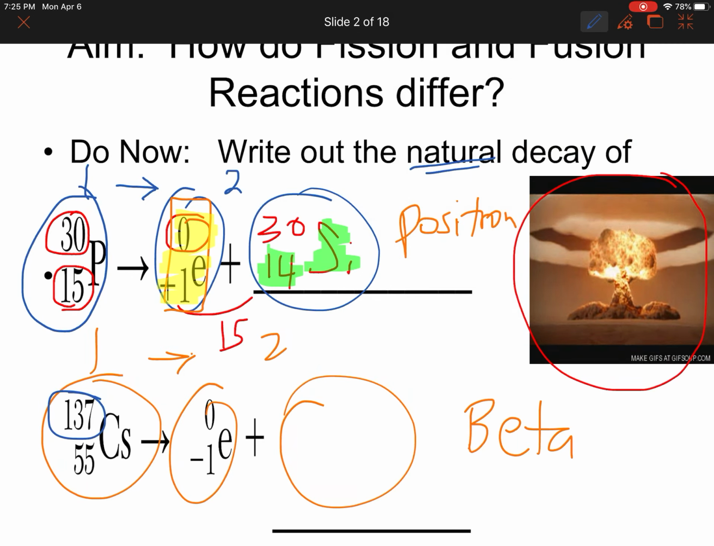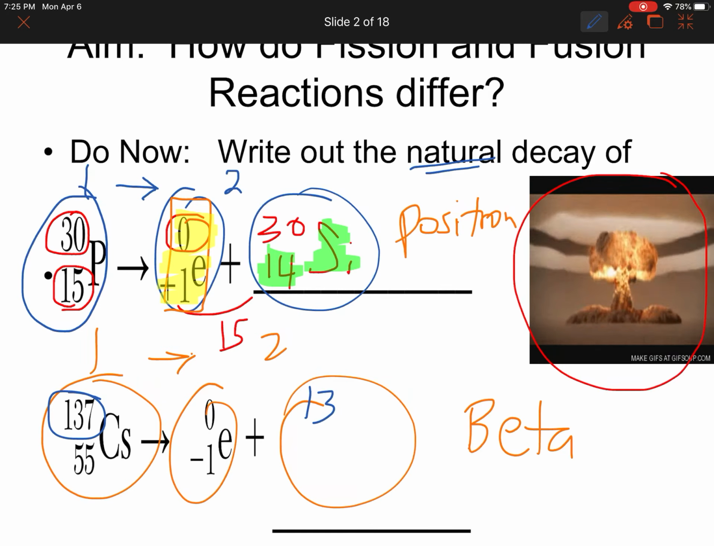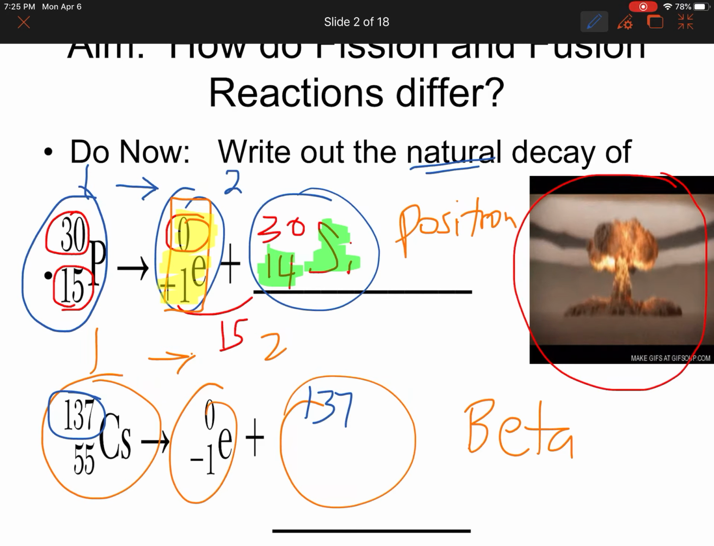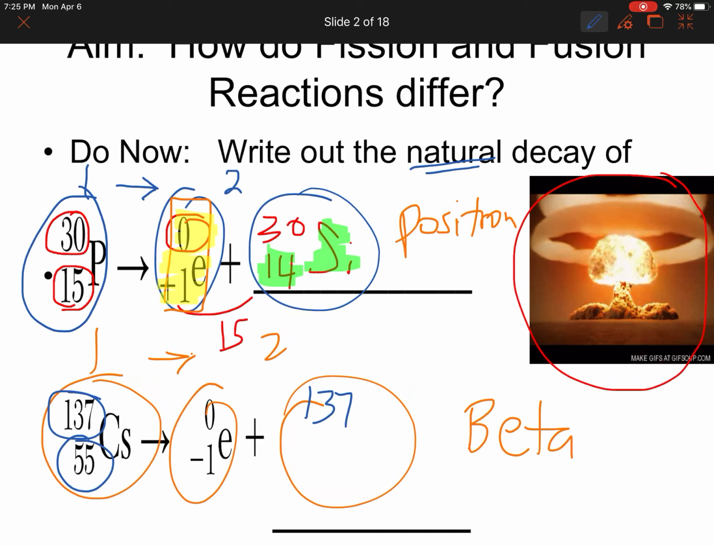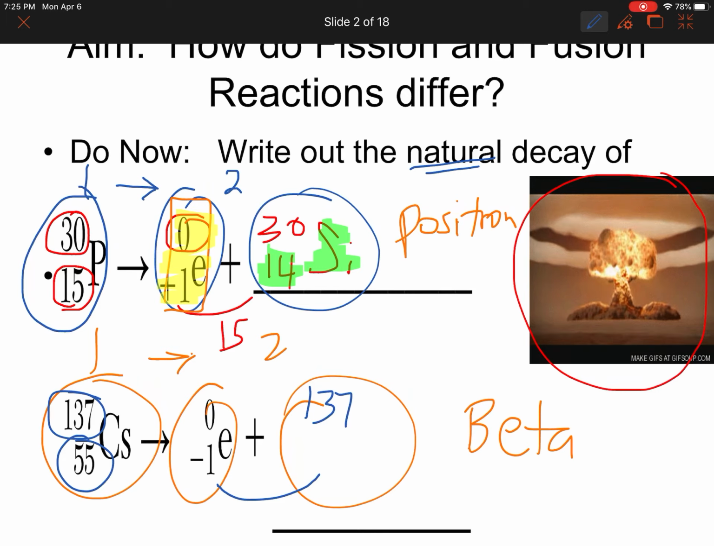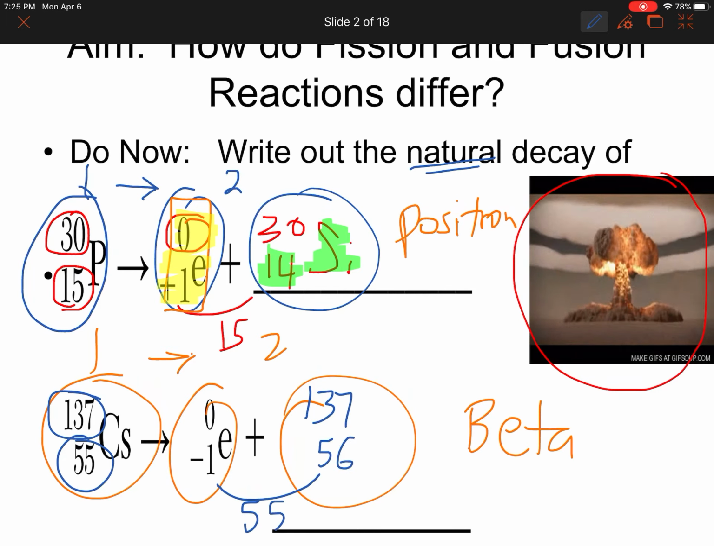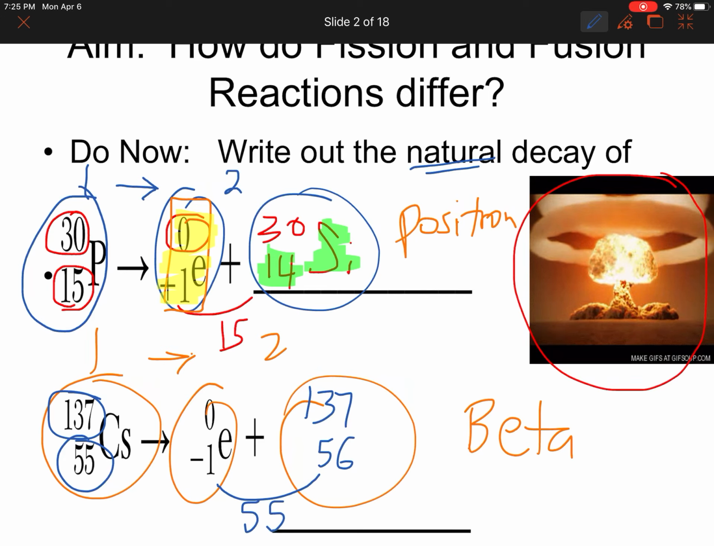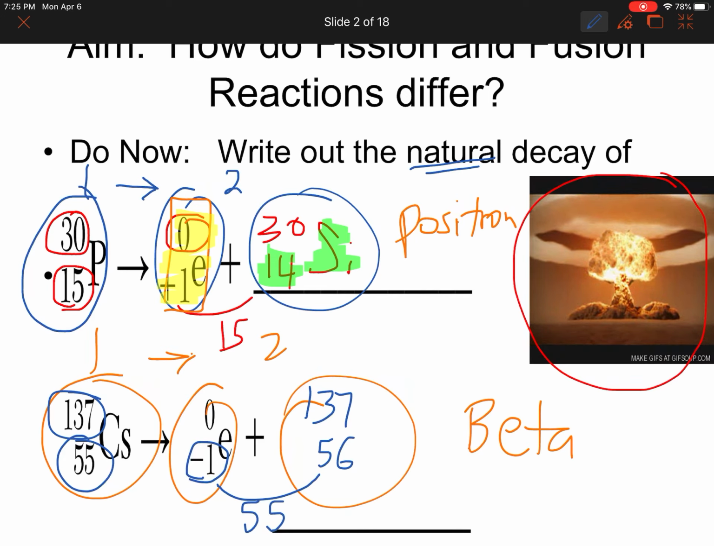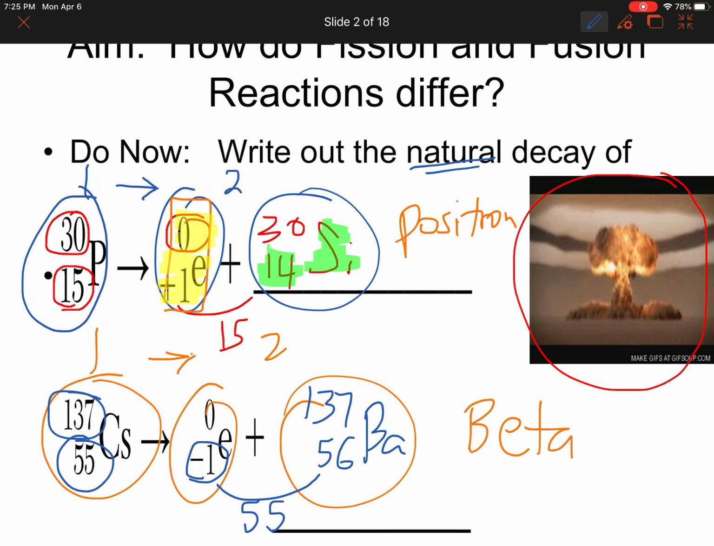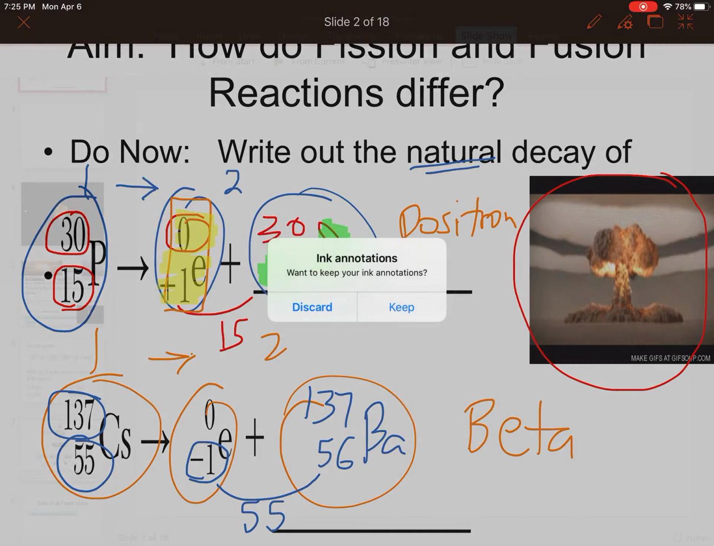Mass on the left is 137. 0 plus what is 137? Well, that's 137. Atomic number on the left is 55. What minus 1 is 55? Well, it's got to be 56. 56 minus 1 gives me 55. Atomic number 56 is Ba. Here we go. Let's move on.